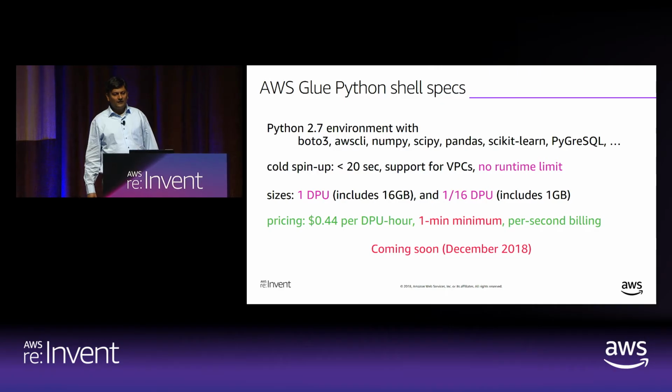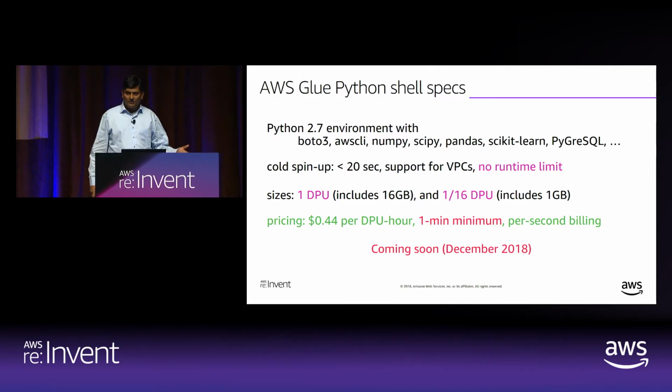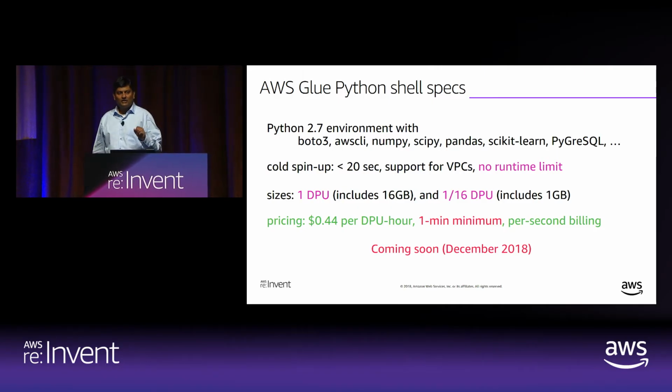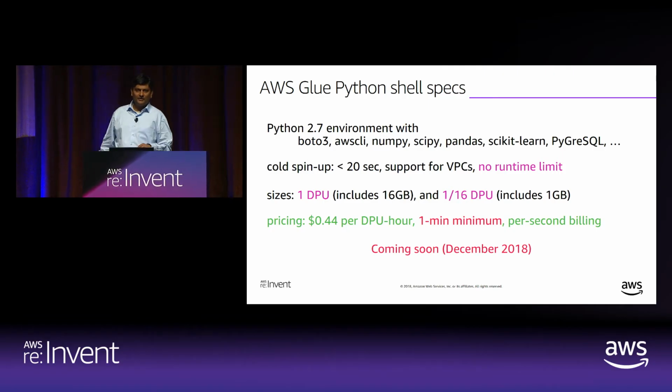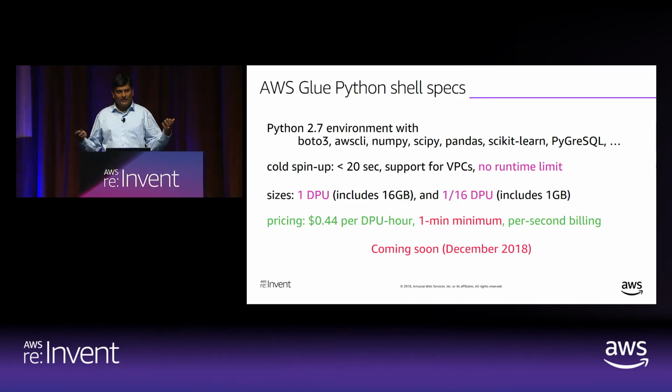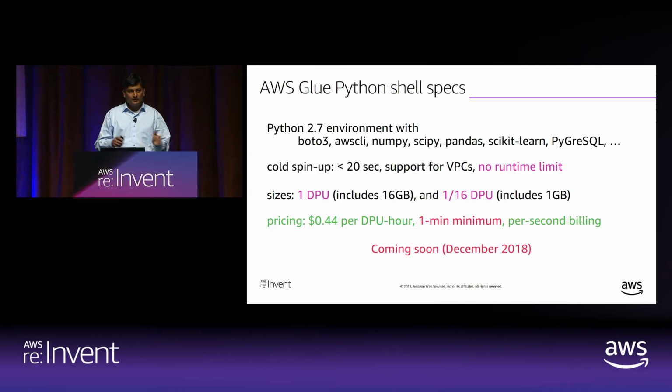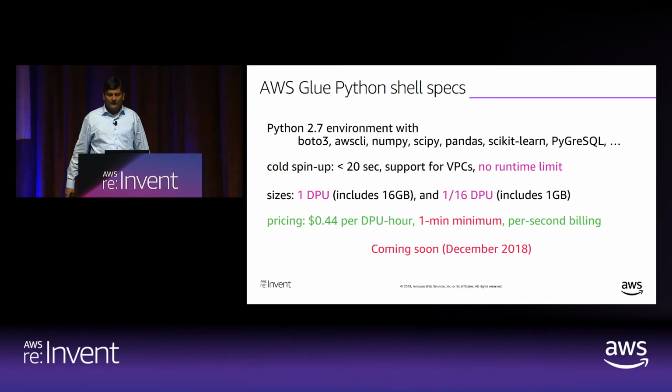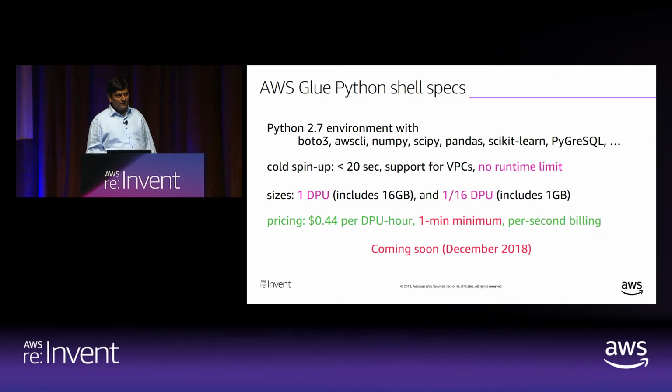It's 44 cents a DPU hour in terms of pricing. It's the same pricing that we charge for all of our other job types. It's per second billing. But here's the most important thing. It's a 1-minute minimum, okay? Not a 10-minute minimum. So for a lot of your lightweight tasks, you're definitely not paying for the spin up or the tear down time, but you're also not paying any overhead for very short jobs that you have to run. And so this will be coming soon, right after re:Invent. It'll be available for all of you to try it out.